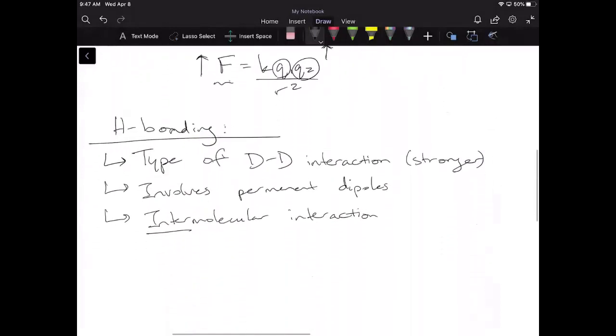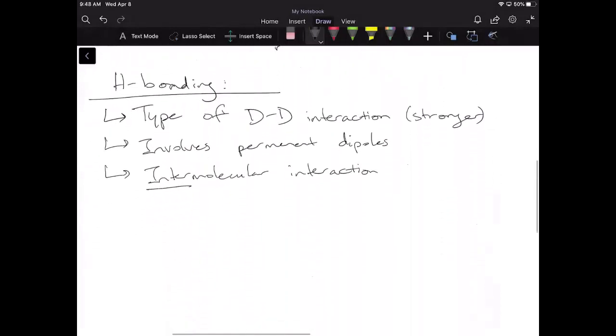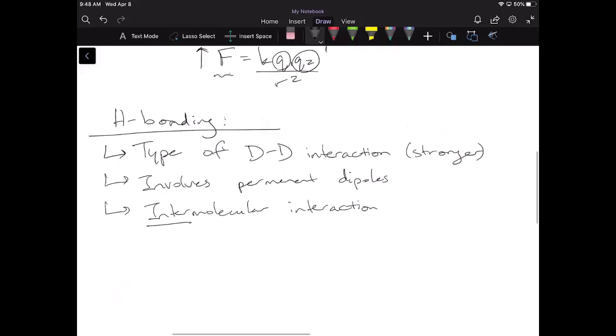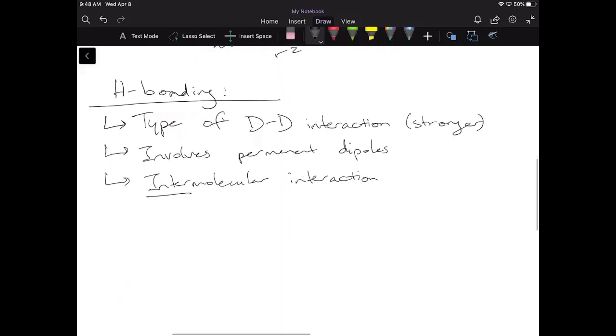For H-bonds, again, it's a type of dipole-dipole interaction, but this one is a little bit stronger. The reason is that you can form slightly larger partial charges. And remember Coulomb's law: the larger the charges, the larger the attractive force, meaning it is a stronger bond and requires more energy to break.